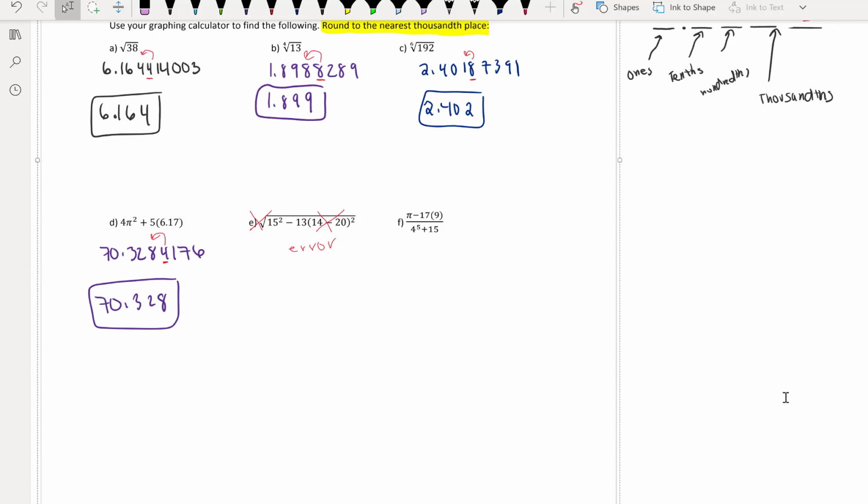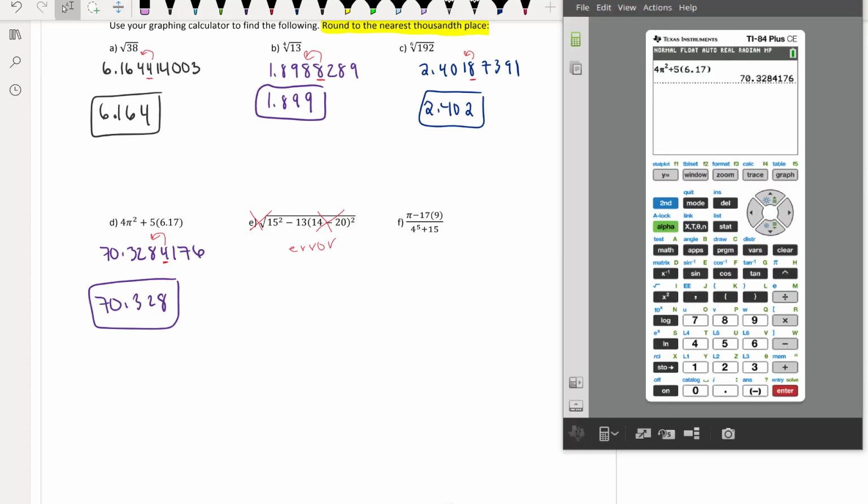And now we have our part F. So part F, we have a fraction. So to enter a fraction, I'm going to go to second, and then math. Nope, sorry, hold on, give me just a second. Okay, so to enter the calculator, I'm going to go to alpha and go to my y equals. So notice how these are going to be my different settings for my fractions. So I want the numerator divided by my denominator. So that's going to be my first option. So I'm going to go ahead and press enter.